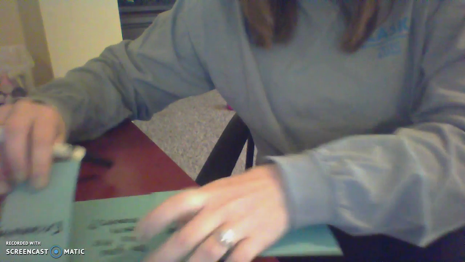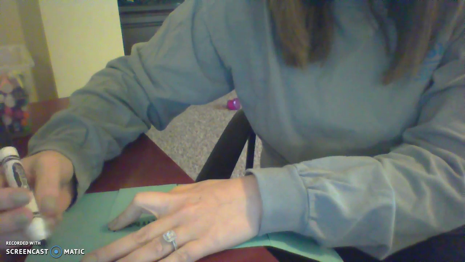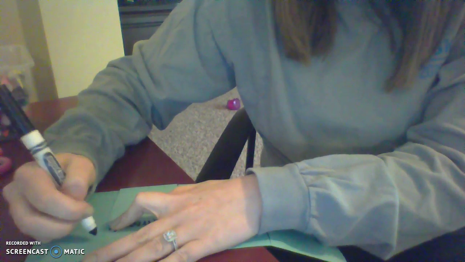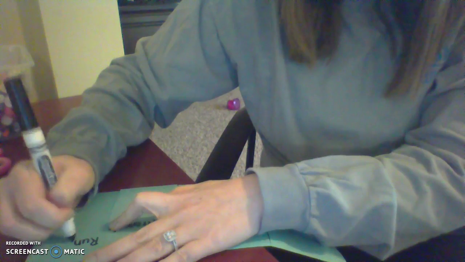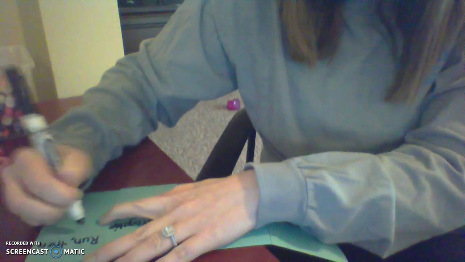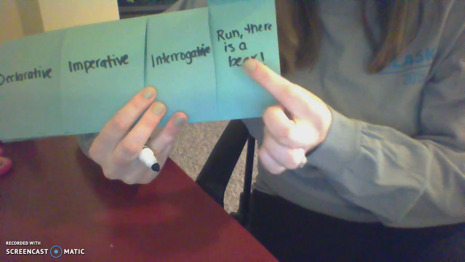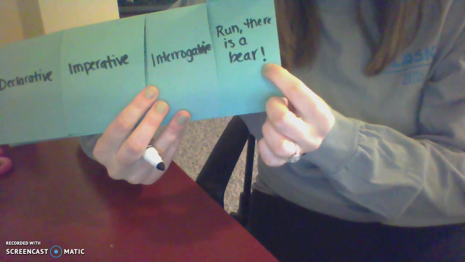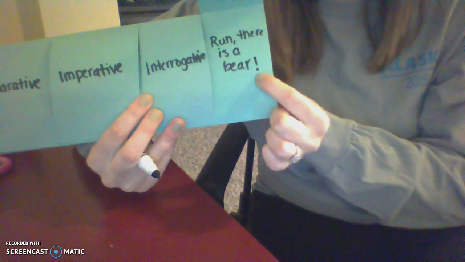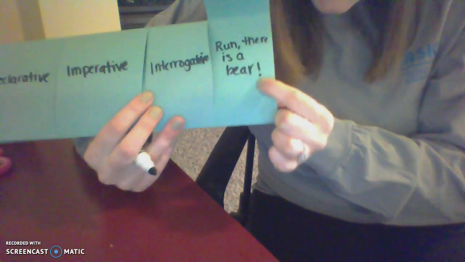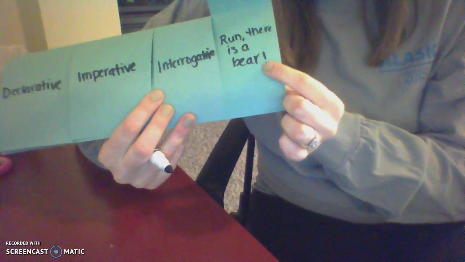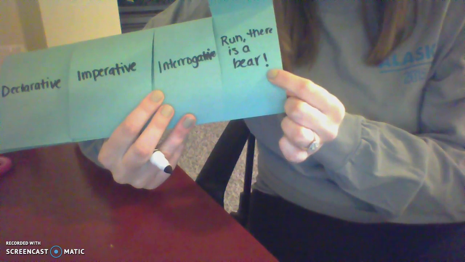My fourth type of sentence is an exclamatory sentence. I'm going to lift the tab for exclamatory sentence, and I'm going to write, run, there is a bear. All right, and my exclamatory sentence is showing lots of emotion. It's usually said a little bit louder, and it always ends in an exclamation mark. So if I saw a bear in the woods and I was telling you, run, there's a bear, that would be an exclamatory sentence, and it would get an exclamation mark at the end.